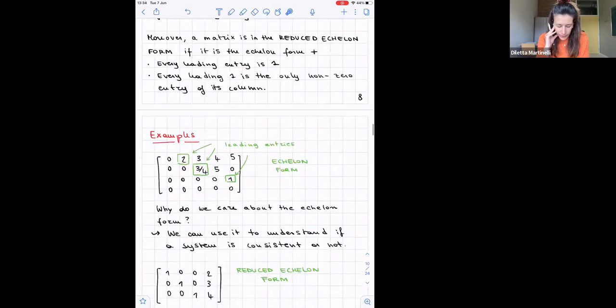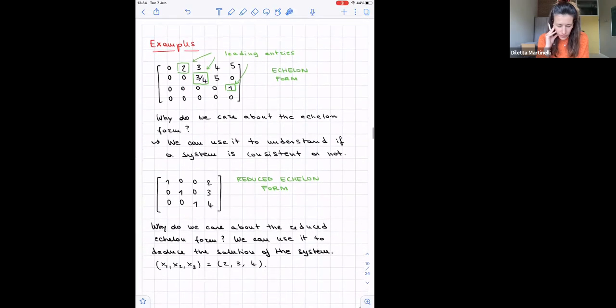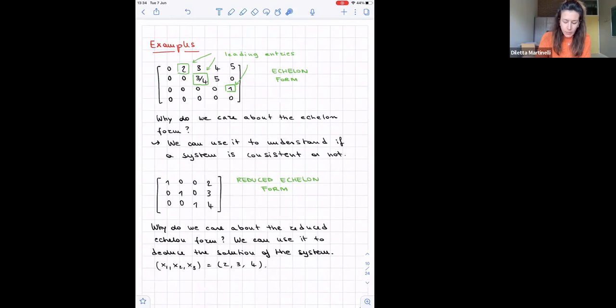Let's see some examples. So the first one is an example of a matrix in the echelon form. So we see that there is one 0 row and it lies at the bottom, so it's below all the non-zero rows. Then there are 3 leading entries in this case, and below there are only zeros. And we see that every leading entry lies in a column that is to the right of the leading entry above it. And why do we care about the echelon form? So we use the echelon form to understand if a system is consistent or not.